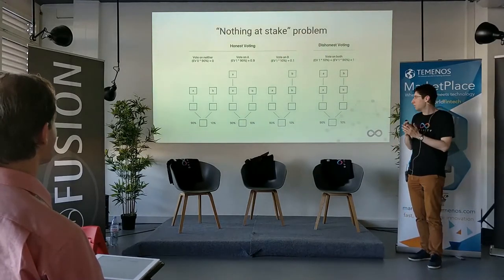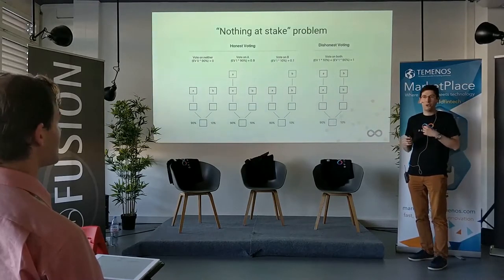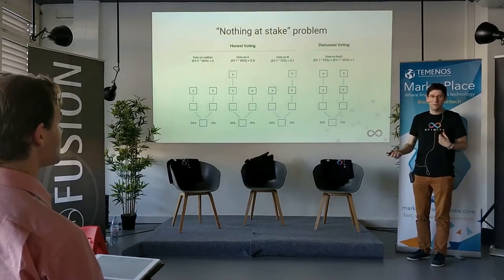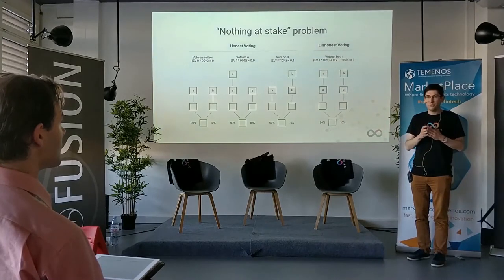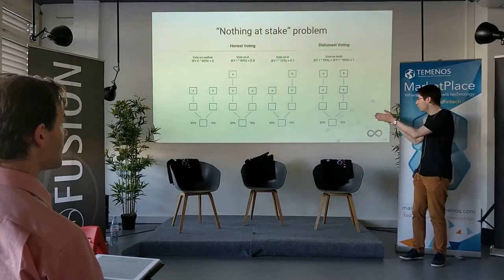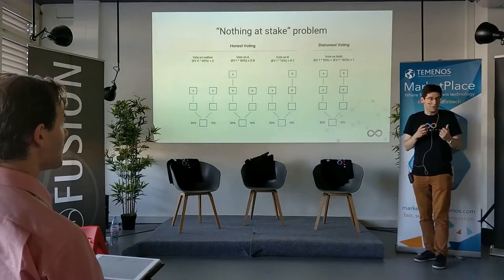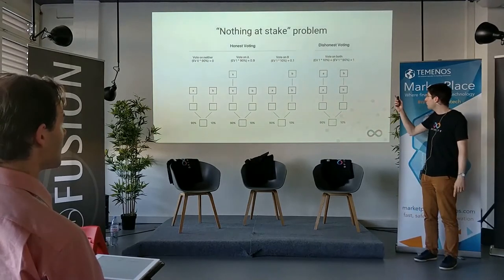So well, so good. In proof of work, that's a good system because you have an incentive to follow that rule: it doesn't make sense for you to split your computational power on two chain ends. You should really just focus on one, because if you split it up, you reduce your chances of finding one block. But with proof of stake, it's different.